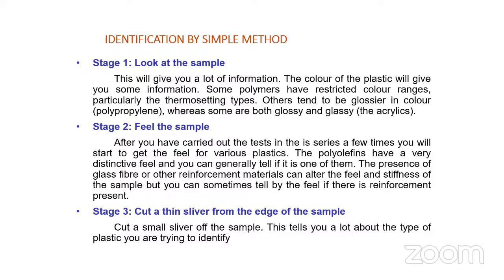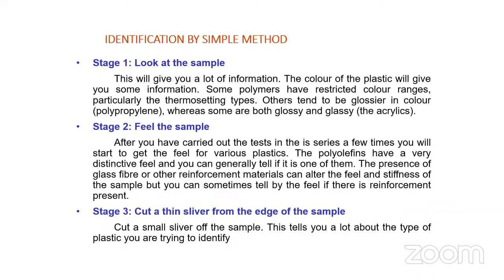Like if it is a transparent one, then you will identify what kinds of transparent plastics or polymeric materials are available. This is nothing but a simpler way. Then the color of plastics: some polymers have restricted color ranges, particularly the thermosetting types. Others tend to be glossier in color, like polypropylene, whereas some are both glossy and glassy, correct? Like acrylics.